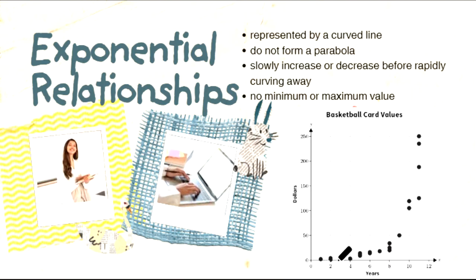Let's talk about exponential relationships. They're represented by a curved line. This one goes whoop. Okay. They do not form a parabola. They slowly increase or decrease before rapidly curving away. There's no minimum or maximum values for these ones. Okay.